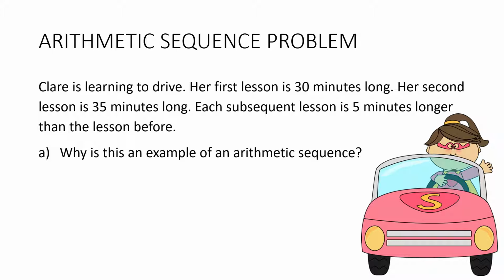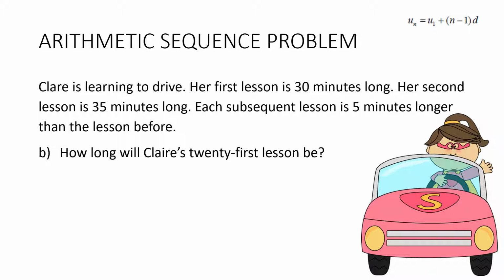So that's exactly like the question that we did a couple of slides back, where we wanted to prove a sequence was arithmetic. So all we've got to do here is find a common difference, and it actually tells us, doesn't it? Each subsequent lesson is 5 minutes longer than the lesson before. So there is a common difference of 5 minutes.